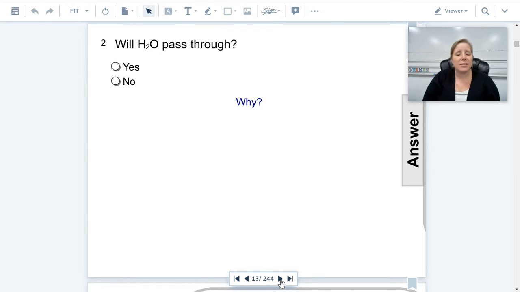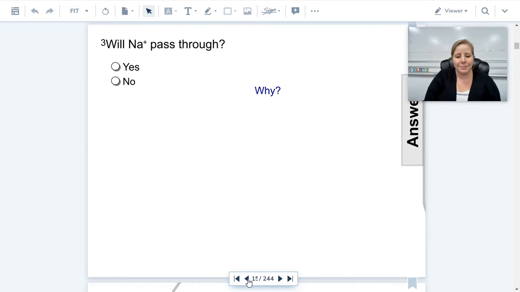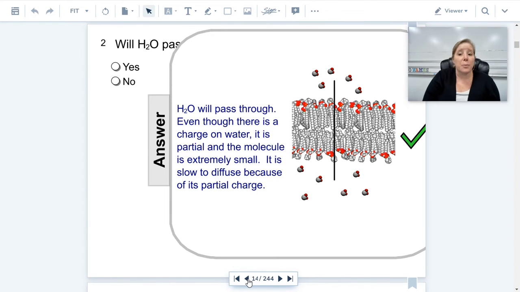All right, so the next one. Water, what do you think? Pass or not pass? Sorry, water will also pass through. Even though there is a bit of a charge, it's only a partial charge. It's polar, but it's not ionic. And because of that, it'll also move through. And it is also extremely small, just a 3-atom molecule.